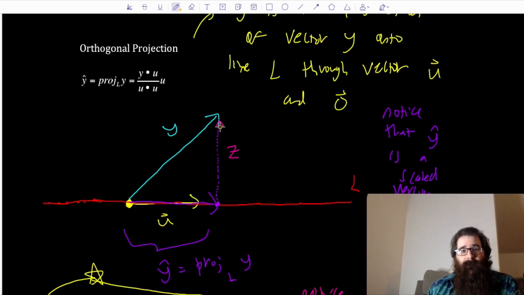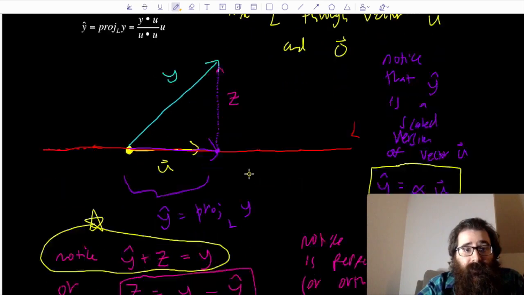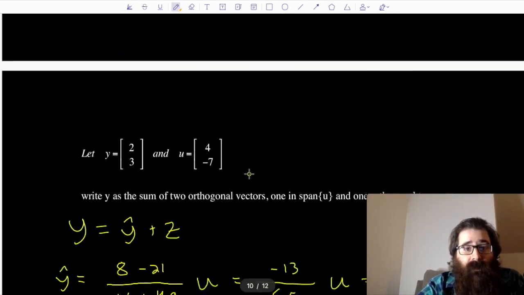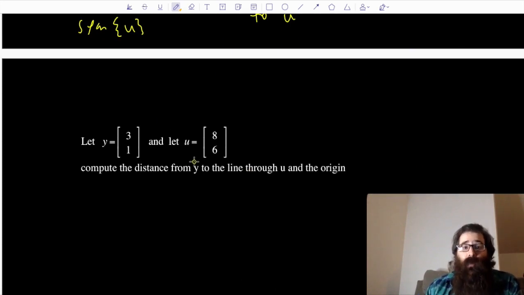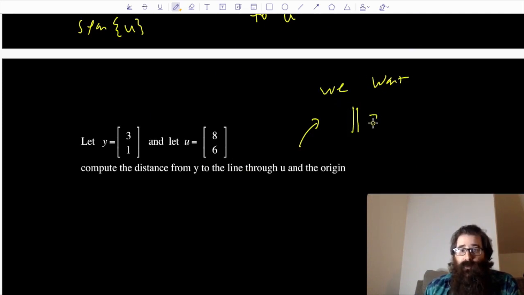z is the piece that I'm missing, right? If I want to go from vector y the shortest distance down to line L, it would be traveling along vector z. And to find it as a distance, that means I want the length, the norm, or the magnitude of this vector z. So that's what I want. If I want to compute the distance from y to the line through u and the origin, we want the length, the norm, or the magnitude of vector z.